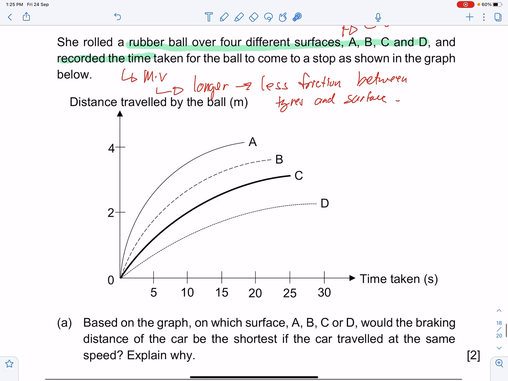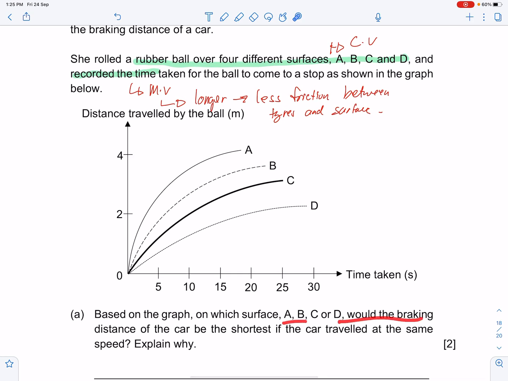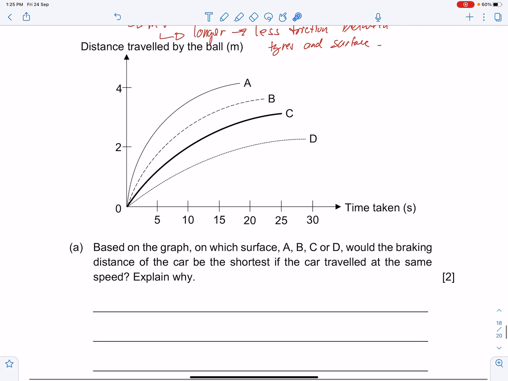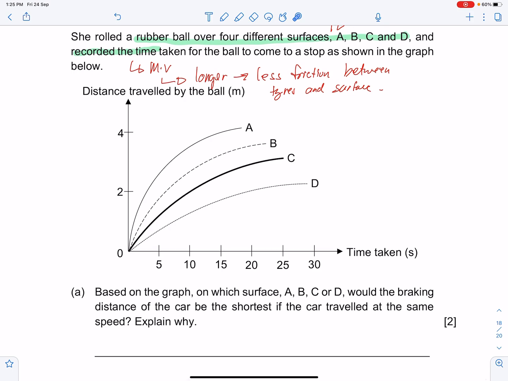Okay, so based on the graph, which surface A, B, or C would the braking distance of the car be the shortest if the car traveled at the same speed? Explain why. So your answer would be D. Okay, because in this case, if you look at D, the ball took the longest time to travel the least distance. That means it's very slow. There is a lot of resistance.